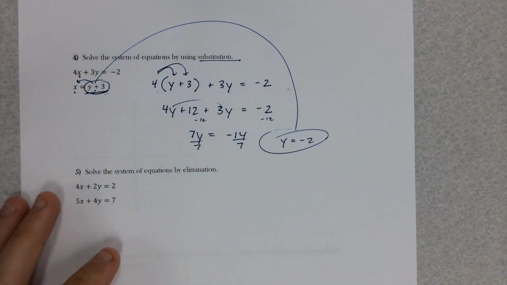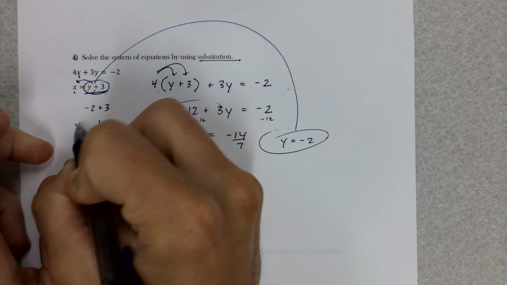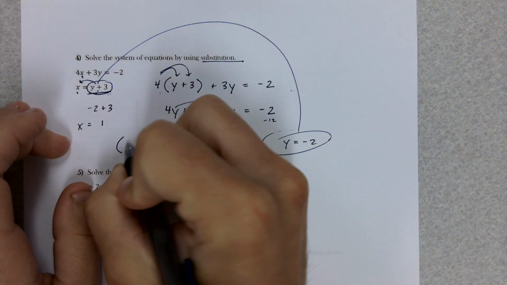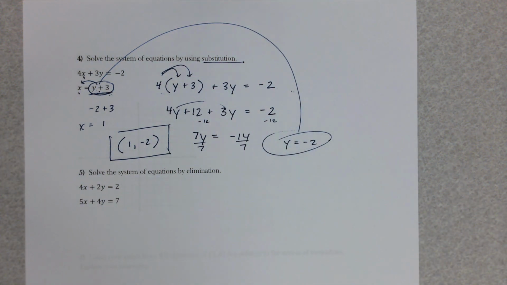Plug that back in for y. -2 plus 3 is 1. That means x is equal to 1, which means I get a final answer of 1, -2. My x comma y, where those 2 lines are going to cross.